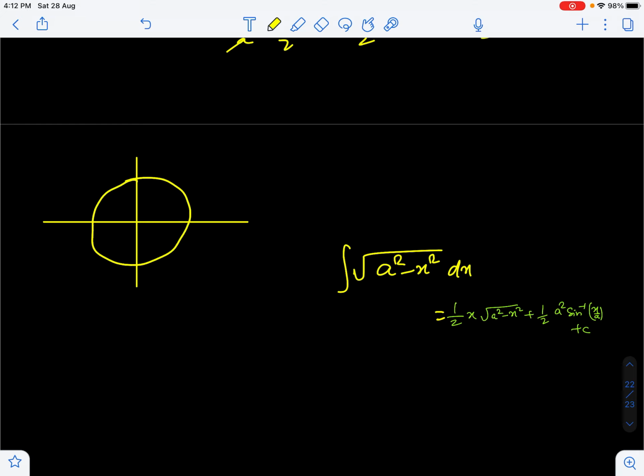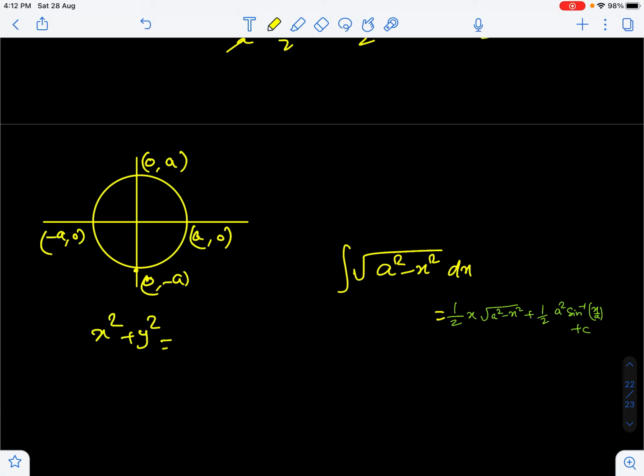See, this is our circle whose radius I have taken. This is r comma 0. Or you have to take a general expression. This is a comma 0. This is 0 comma a. This is minus a comma 0, and this is 0 comma minus a. So the equation of this circle is x square plus y square is equal to a square, because you know that the equation of a circle is x square plus y square is equal to r square, where r is the radius. Here the radius is a, so this is the equation of the circle.